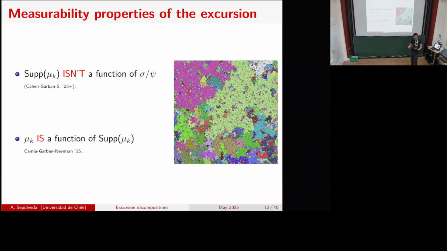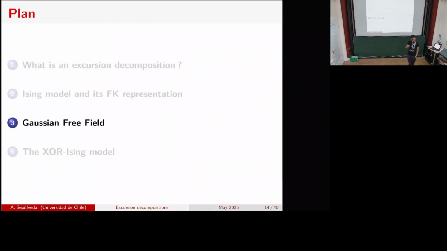However, the measure now is a function of the shape itself, which was not the case for the random walk. We just have an interval, but now there is some geometry that appears, and somehow one has this measurability. Okay, so this is what I wanted to discuss about the Ising model. As you see, there are some fun things here.